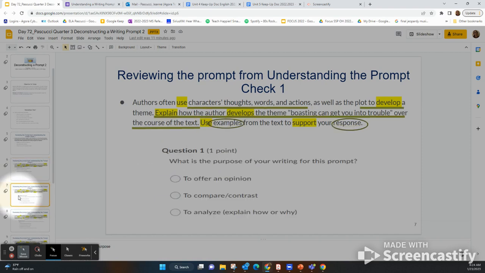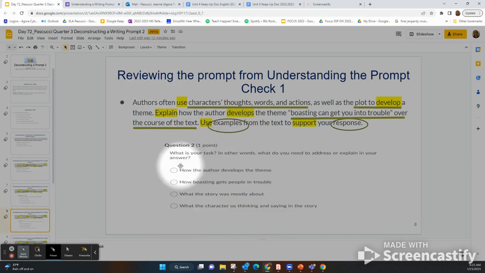Okay? Now, let's go over some of the questions. Question 1, what is the purpose of your writing for this prompt? Is it to offer an opinion? Do you see anything about opinion up here? Nope. To compare and contrast. Do we see compare and contrast up here anywhere? Pause it. Take a look. I don't. To analyze. Do I see analyze up here? Not so much, but it says explain how or why in parentheses here. And I do see explain. So it's going to be this one, explain.